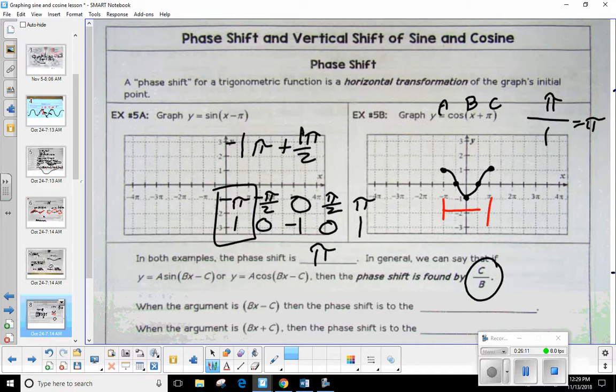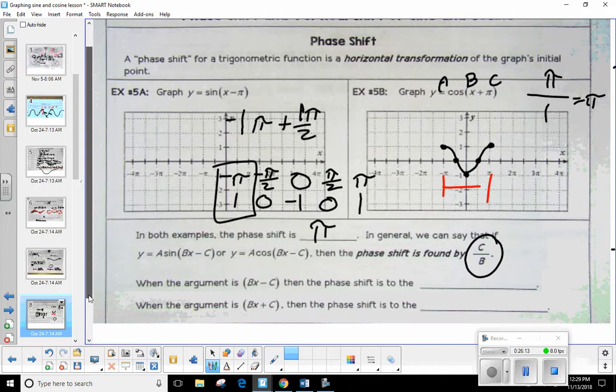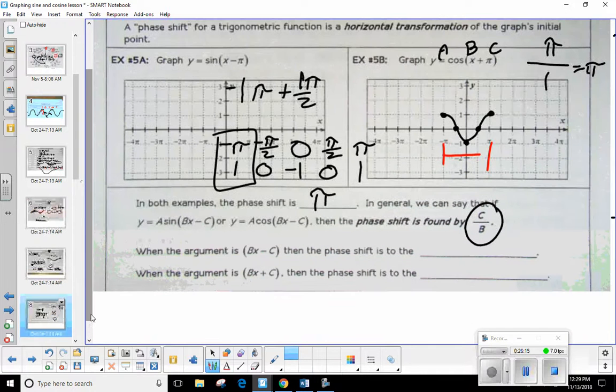Okay. And then this here, when you fill in the blank, remember for the x's, when you're adding or subtracting, you got to take the opposite. So if you see something in the form minus C, you know it's going to push the graph where? Positive, so it's going to go right.